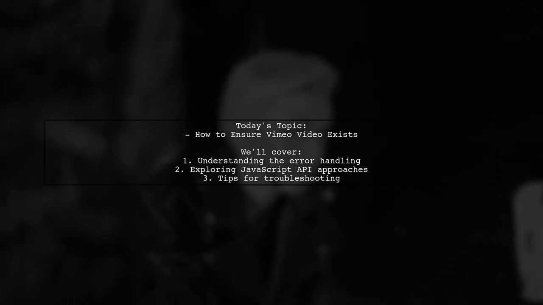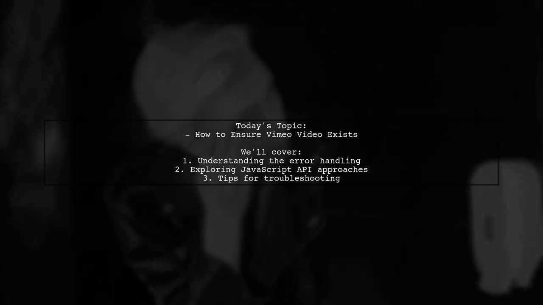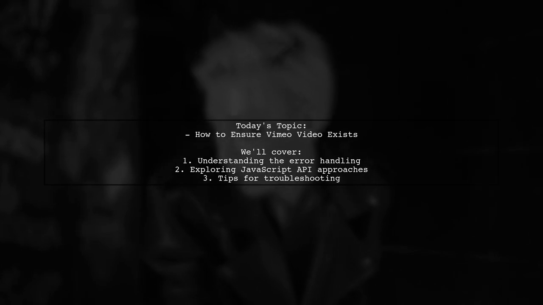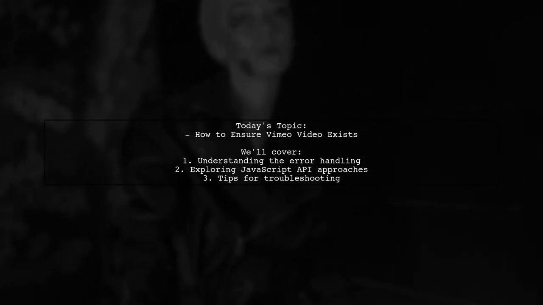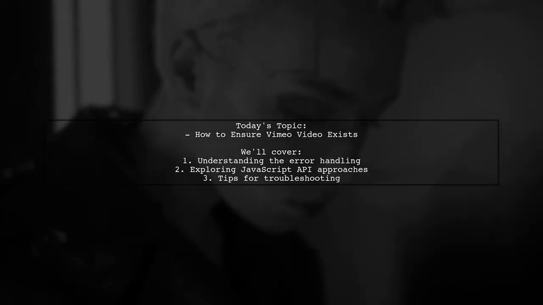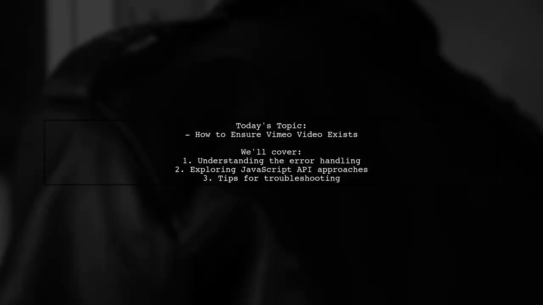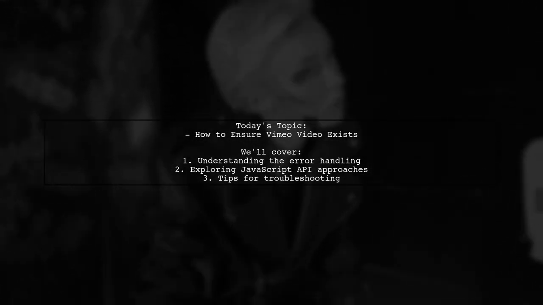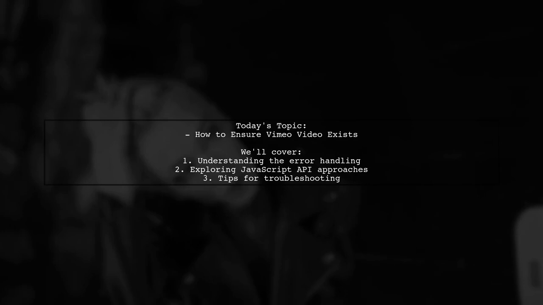Today, we're tackling a question that many developers encounter when working with video content. Our viewer is trying to ensure that a Vimeo video exists before displaying it using the new JavaScript API. They want to know how to effectively handle errors when loading a video, especially when the URL might be incorrect.